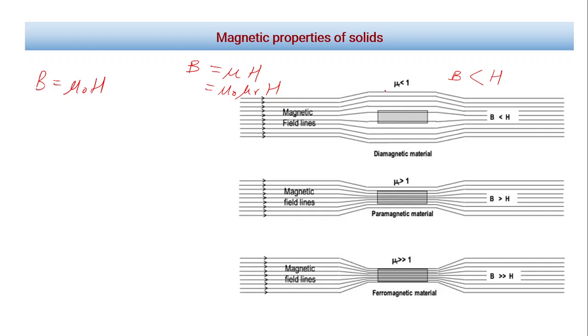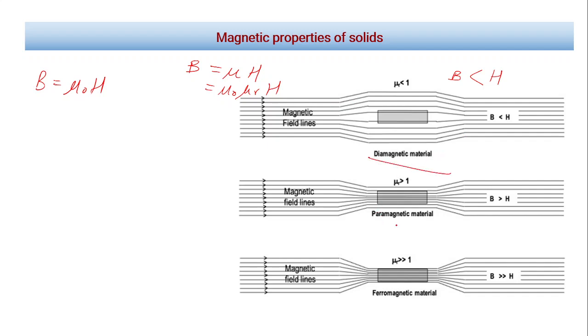Anyway, if the material's permeability is less than 1, then of course the magnetic field induced in the material will be less than the field we had applied. And this happens when the magnetic lines of force avoid going through it, or the material's response is such that magnetic lines of force don't pass through it, and such materials are called diamagnetic materials.